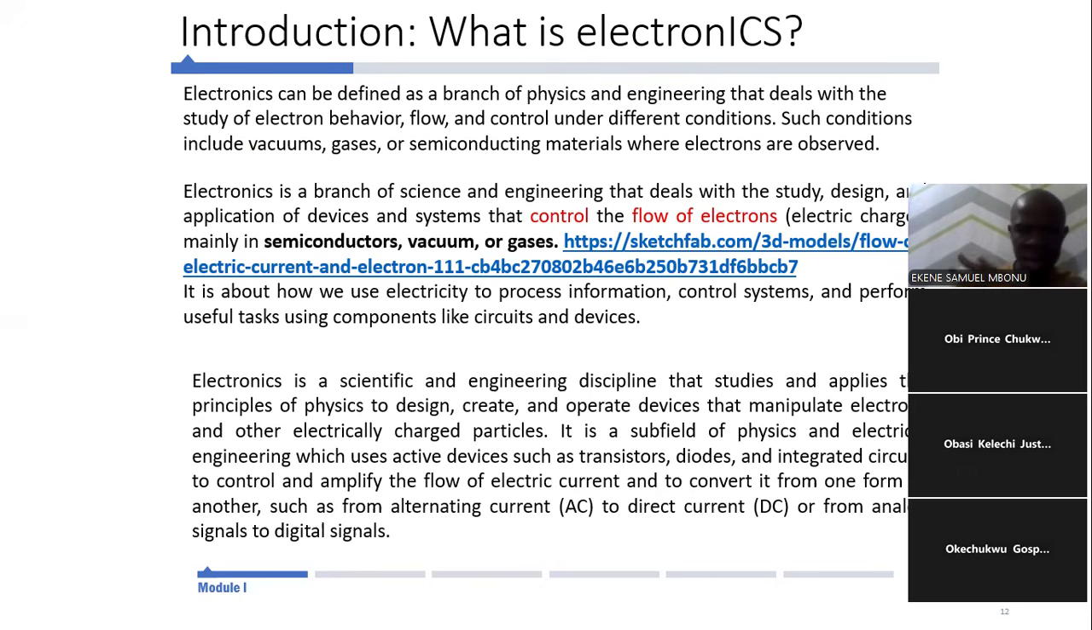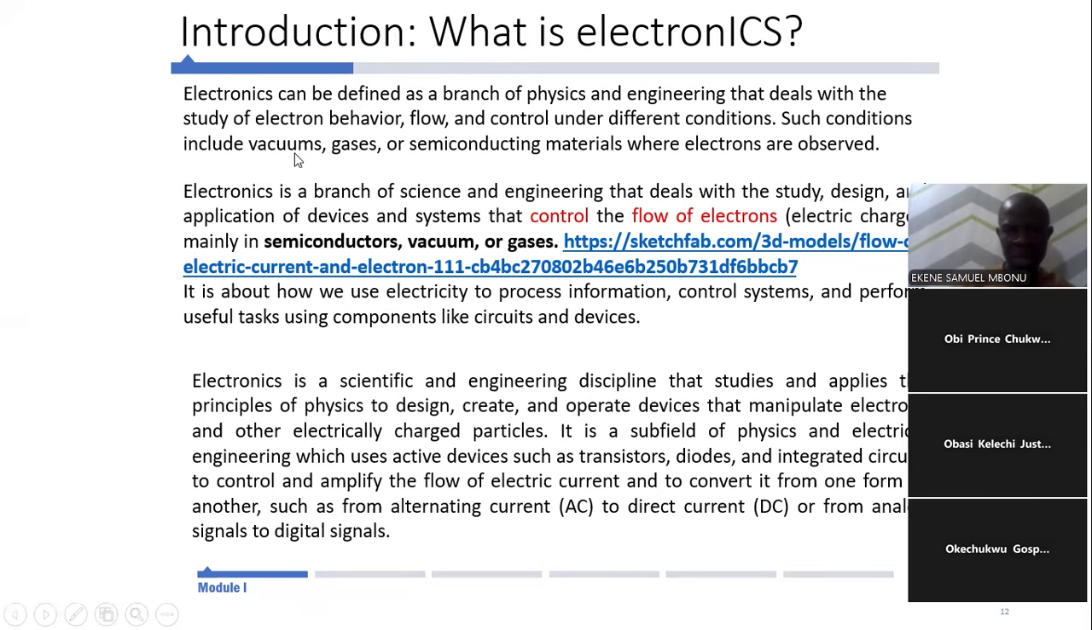That's what electronics is all about. It's a branch of science and engineering that deals with the study, design, and application of devices and systems that control the flow of electrons, what is normally called electric charge. So that's what electronics principally is. We are controlling the flow of electrons.